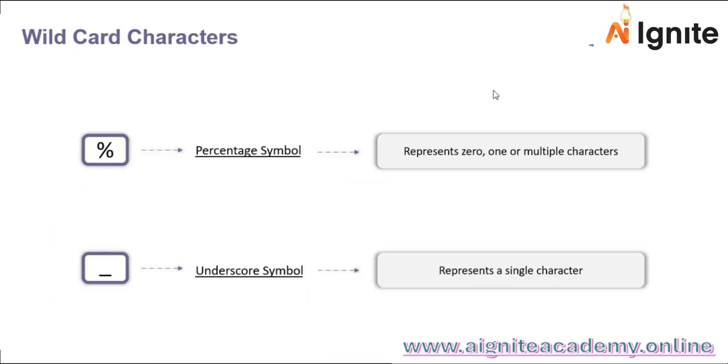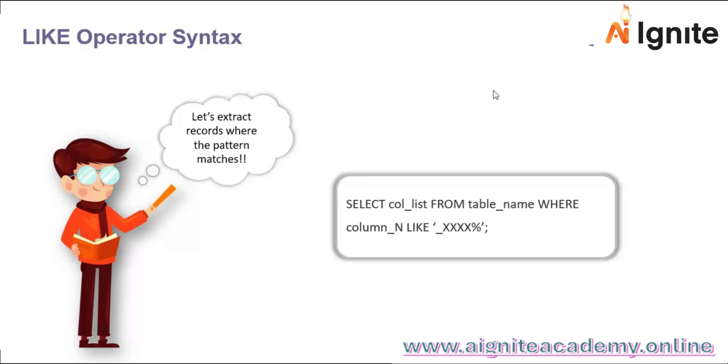Now, the LIKE operator is used in conjunction with wildcard characters. And there are 2 wildcard characters. The first one is the percentage symbol, and the second one is the underscore character. The percentage symbol is a substitution for 0, 1 or more characters, while the underscore is a substitution for a single character. And this is the syntax for the LIKE operator.